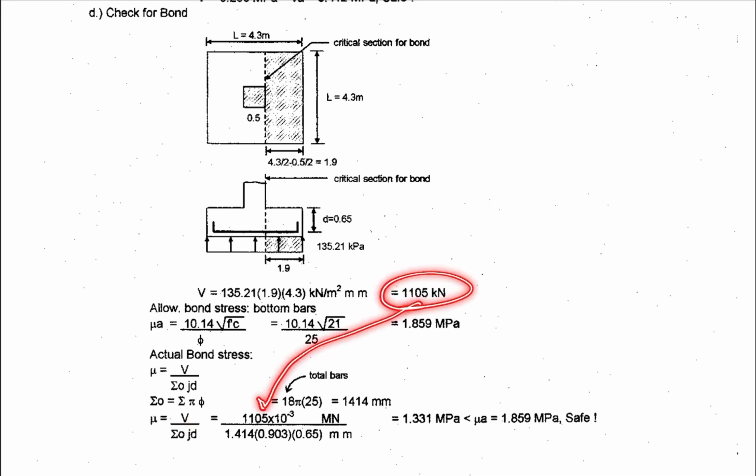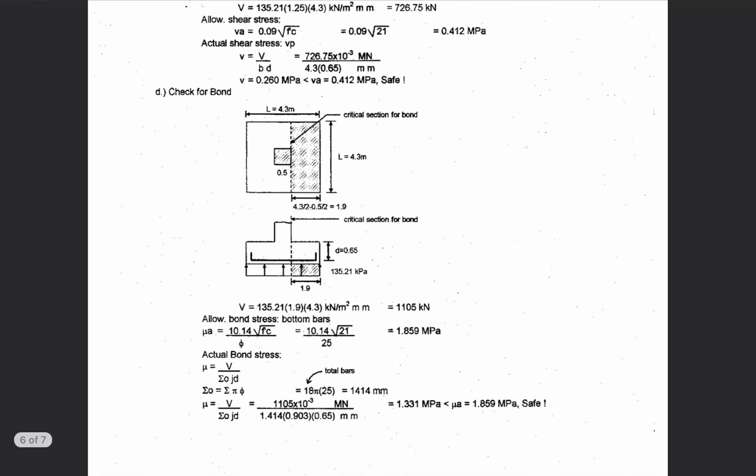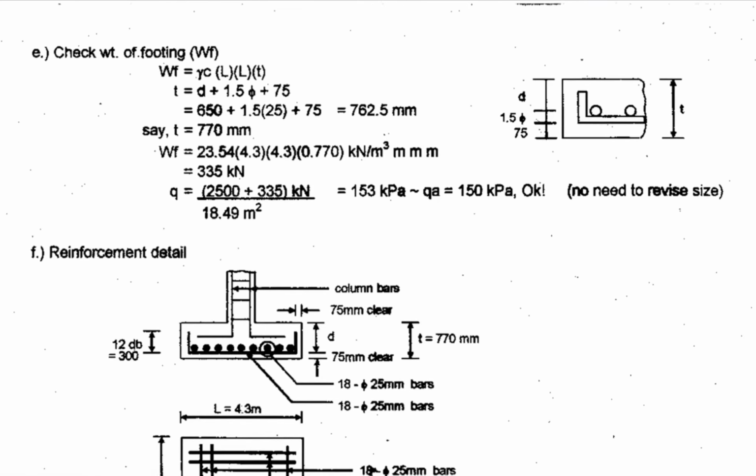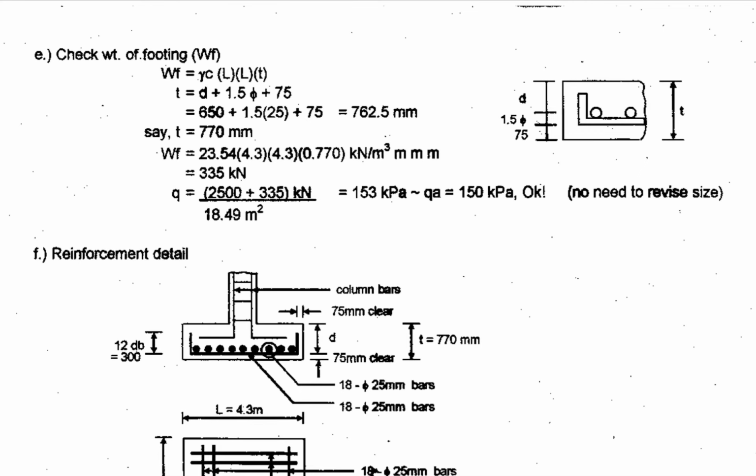So substitute the values. You have V, which is this one, 1105 divided by 1.414. J is 0.903, and then d is 0.65. So you have your actual bond stress, that is 1.331, and that is less than the allowable, which is 1.859. So therefore, safe.